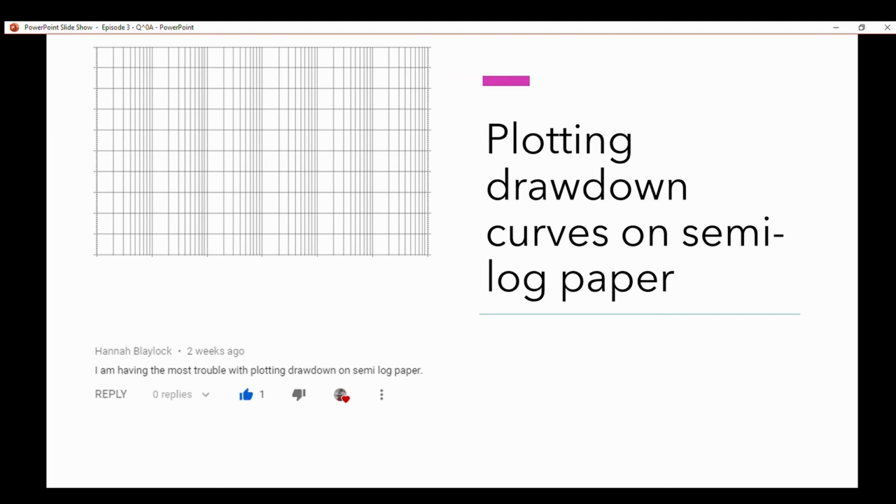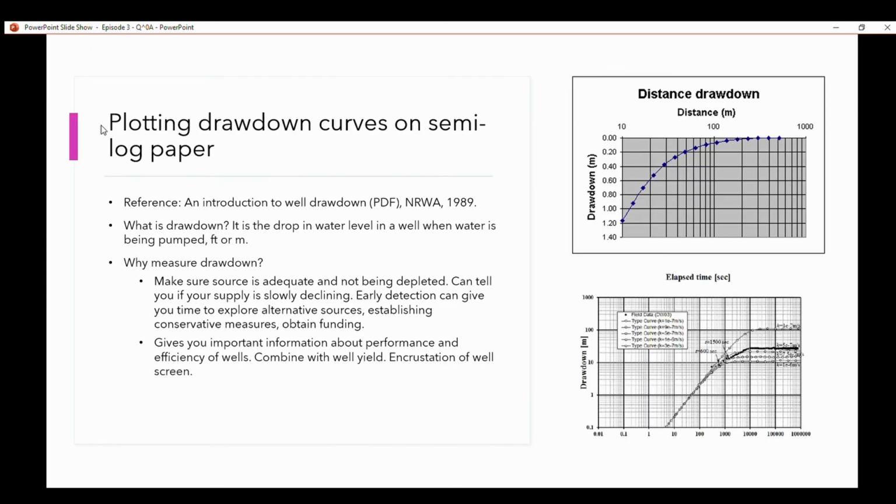This is what semi-log paper looks like. When you do particle distribution curves, this is the type of paper that you use. You also use it for drawdown. It's logarithmic in the x-axis and equal intervals in the y-axis. And I reference An Introduction to Well Drawdown to explain drawdown. You can Google it, and it's a good read.